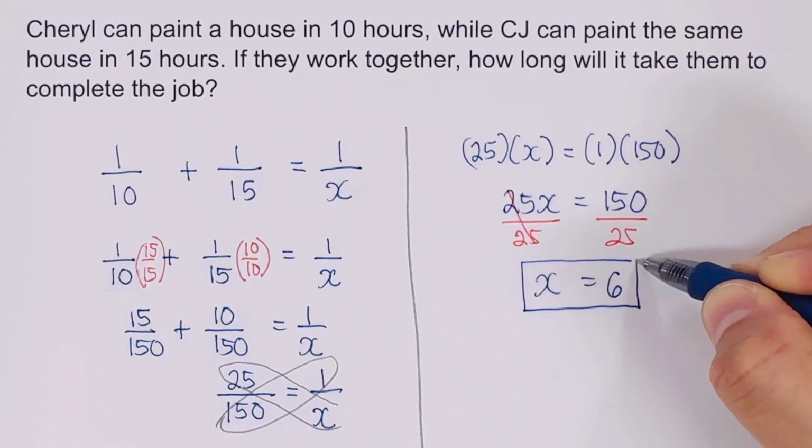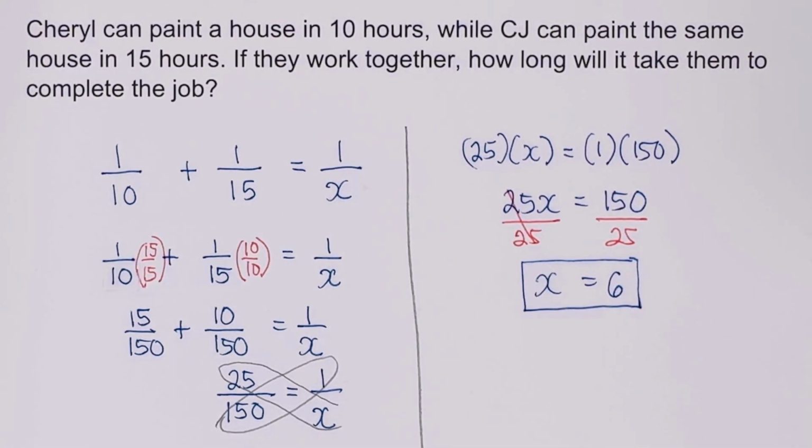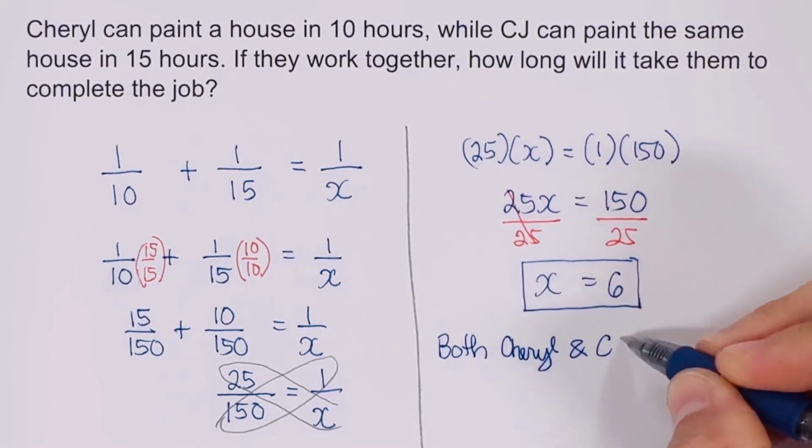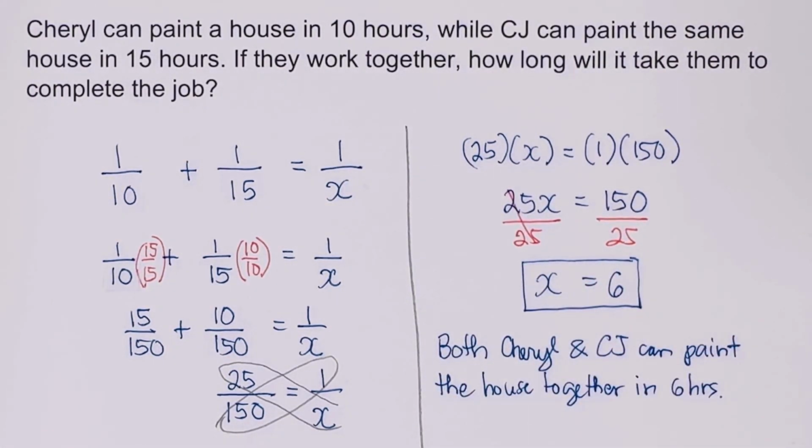This tells us that both Cheryl and CJ can paint the house in 6 hours if they work together. I'm going to write that statement down here. So that is how we solve this classic work problem.